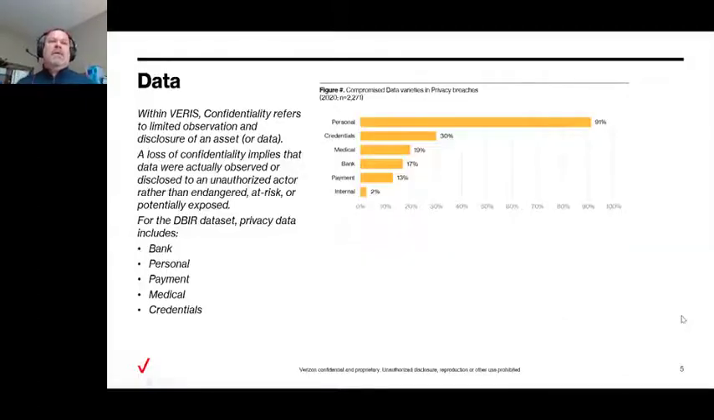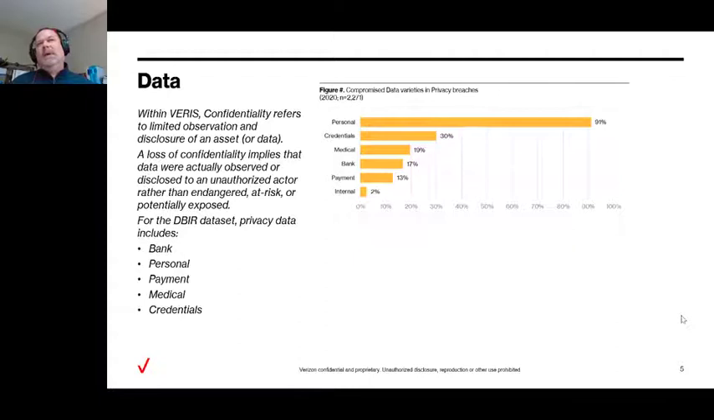What is the data? The 5 data elements are bank, personal, payment, medical, and credentials. Roughly, the banking equates to your account information. Personal data, the way we define it, is equivalent to PII, personally identifiable information. Payment data is equivalent to your payment card industry or PCI data, associated with your credit cards. Medical is PHI, protected health information. And then credentials can also be considered personal data or privacy data.